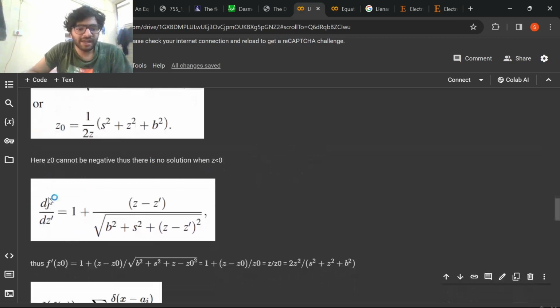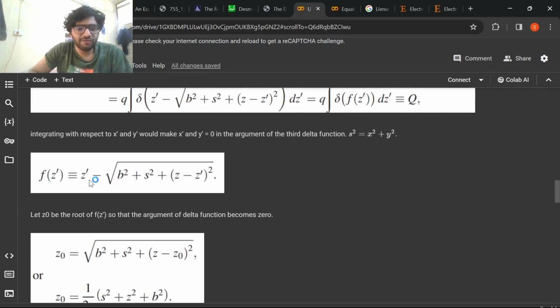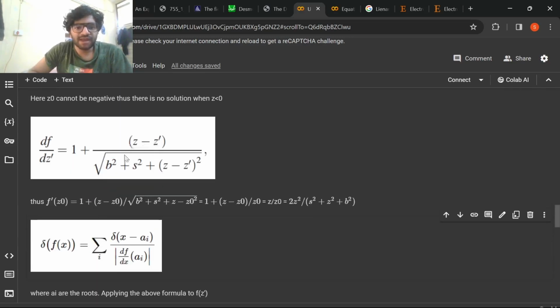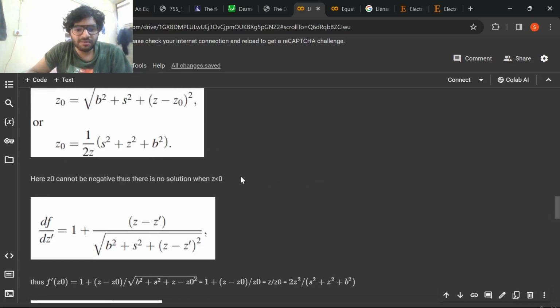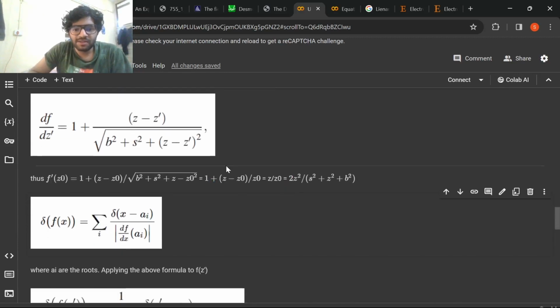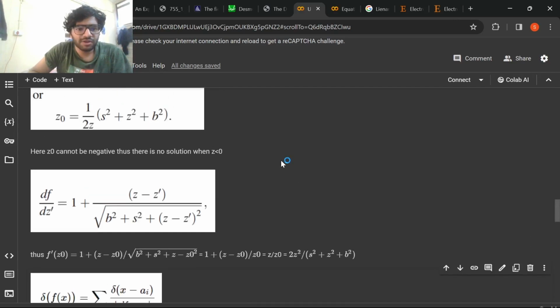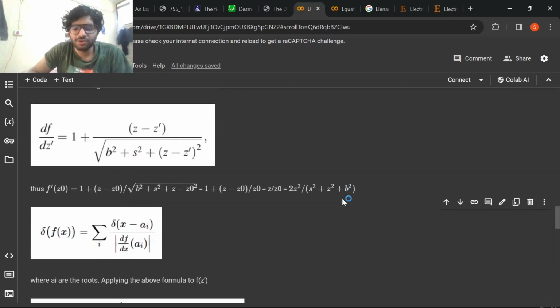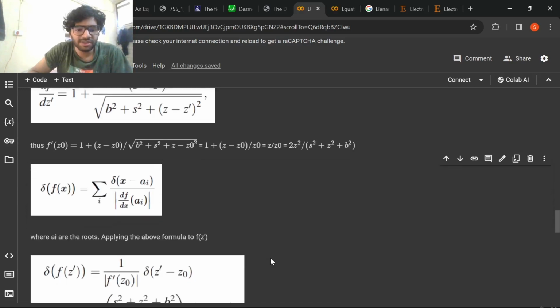Then we take the derivative of f with respect to z dash, and we get 1 plus z minus z dash by root of b square plus s square plus z minus z dash whole square. When we put z naught into this equation, we get 1 plus z minus z naught by root of b square plus s square plus z minus z naught whole square. This root of b square plus s square plus z minus z naught, which we got over here, is just z naught. So you get 1 plus z minus z0 by z0, and this is z by z0. And here we got z0, which is this. We put this here, and we get 2z square by s square plus z square plus b square.